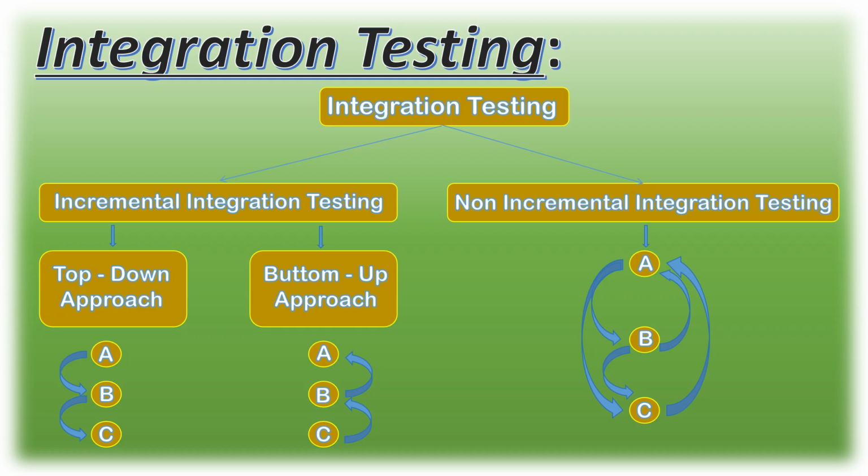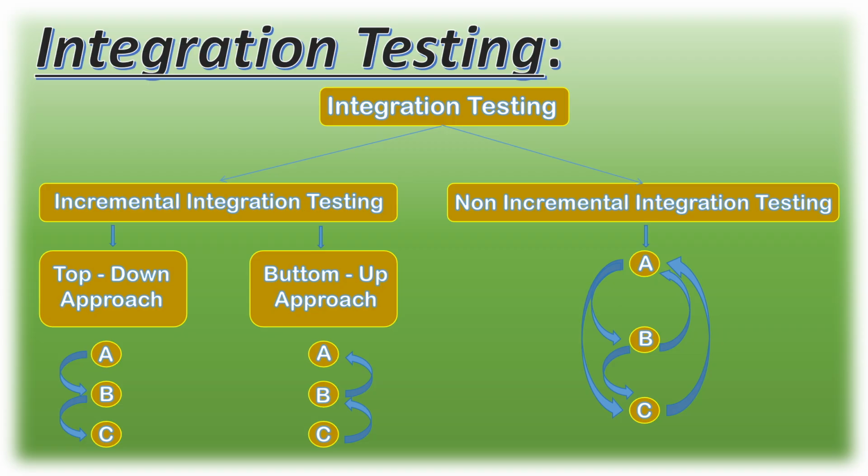Alright, non-incremental integration testing is where we go for this approach whenever there is no clear relationship between the modules. In non-incremental integration testing, we bang on each and every module and check for the data flow. And that is why we call it the Big Bang method.